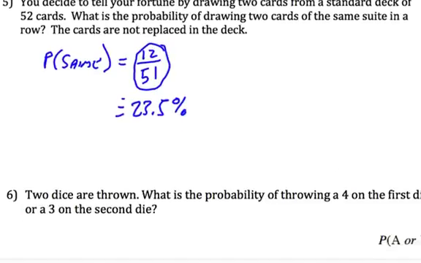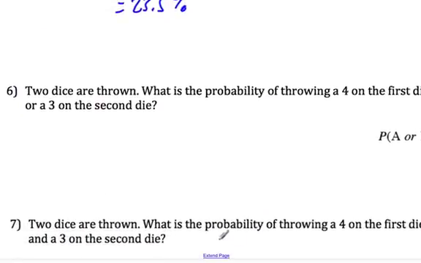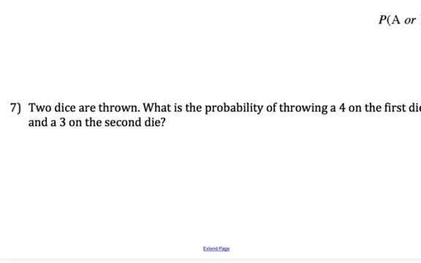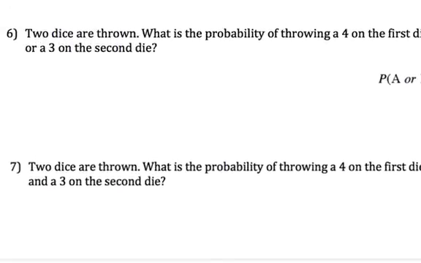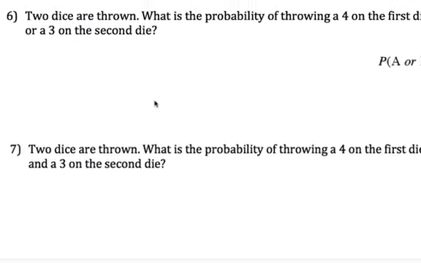Now, the next question, and you'll notice that number 6 and number 7 are very similar in their wording. I'm going to answer number 7 first because we're going to use that answer in order to determine number 6. Now, 2 dice are shown. What is the probability of throwing a 4 on the first die and a 3 on the second die?